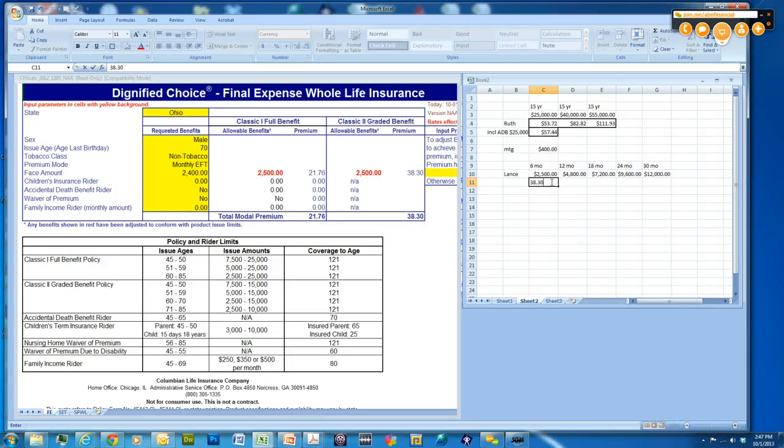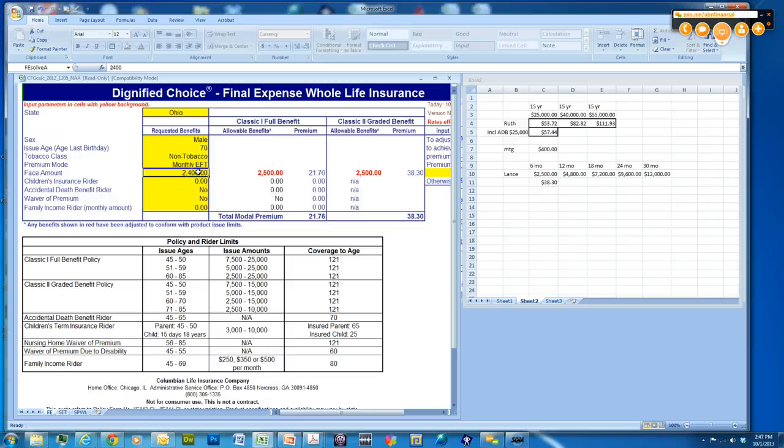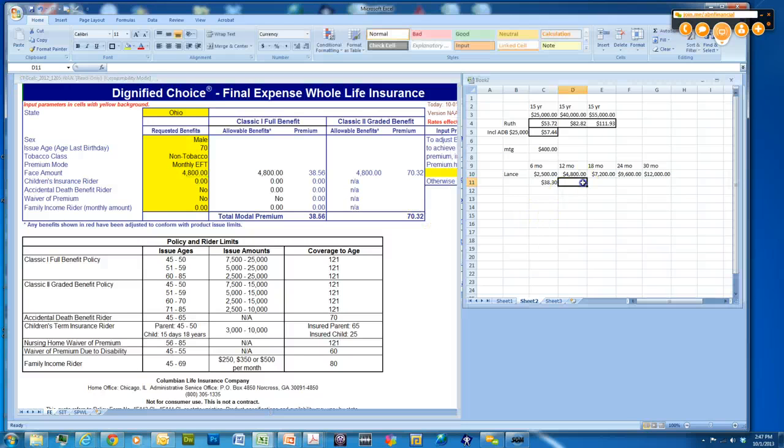So for $38.30 a month, we cover 6 months of mortgage payments. She could fix the house up to rent it out or fix the house up to sell it. So it gives her time. It buys her time. Okay. Let's go figure out 4,800. That's 1 year, and the price is $70.32.